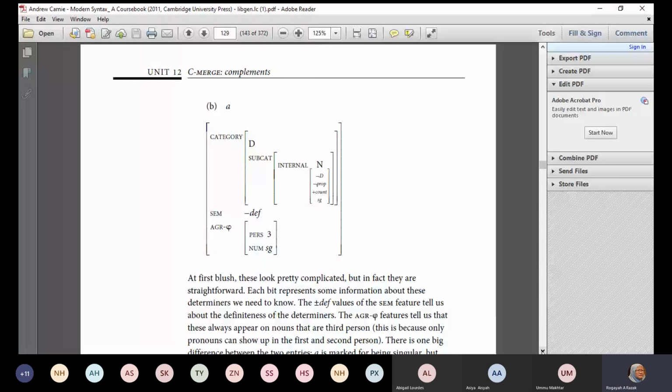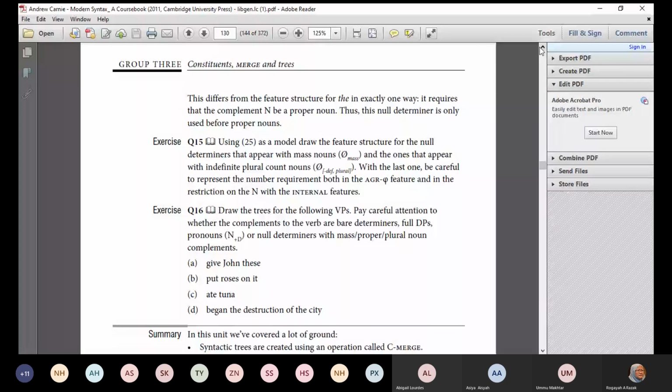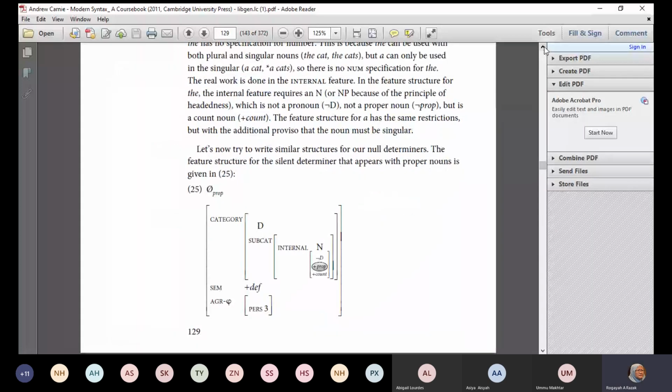Okay, then let's look at the empty determiner. What about the zero? The same structure we built for a zero determiner. So zero proper. This is for Kelvin, remember? So I love Kelvin. So since we say the DP consists of D, which is zero proper, and then the N is actually Kelvin, right?